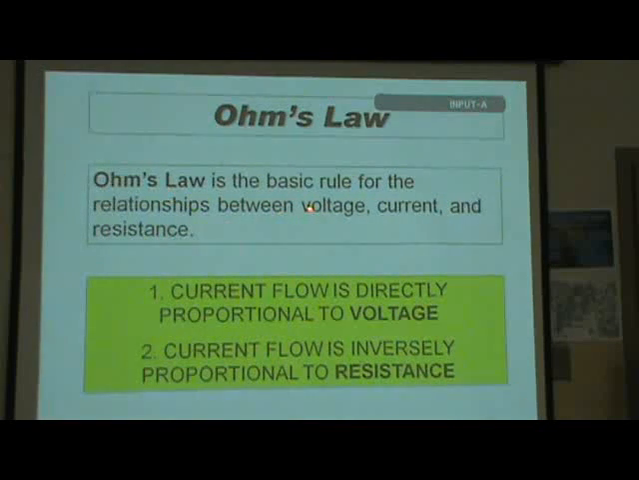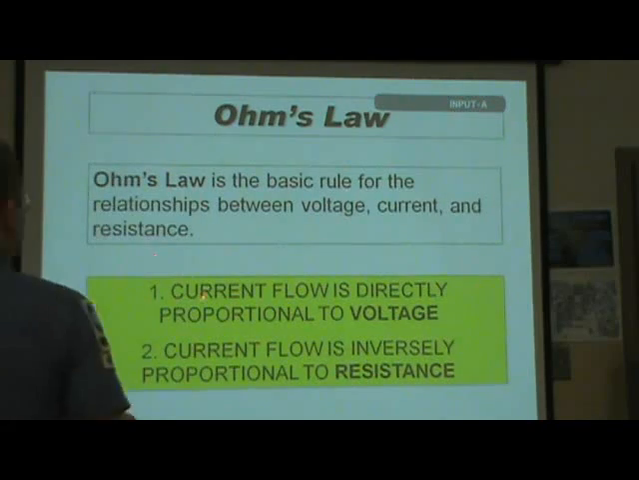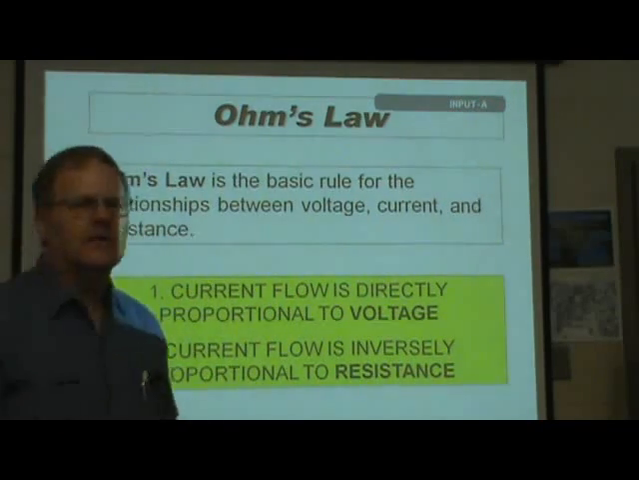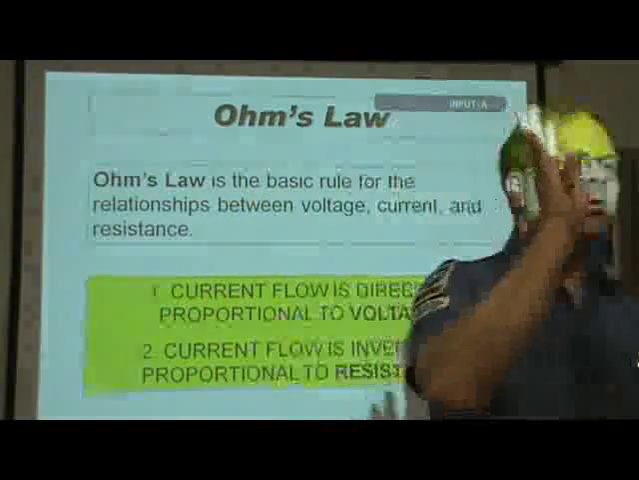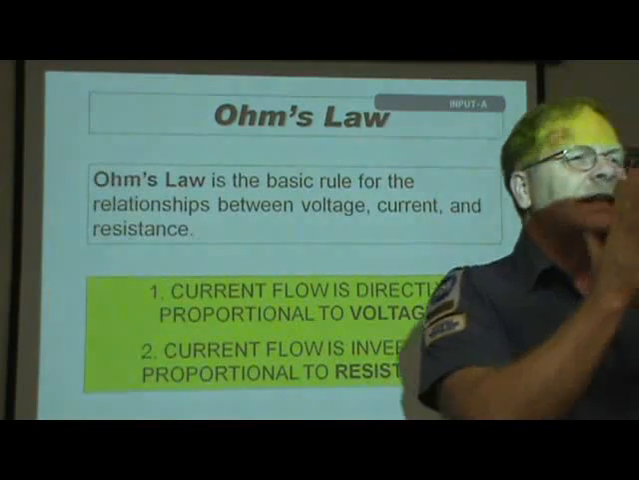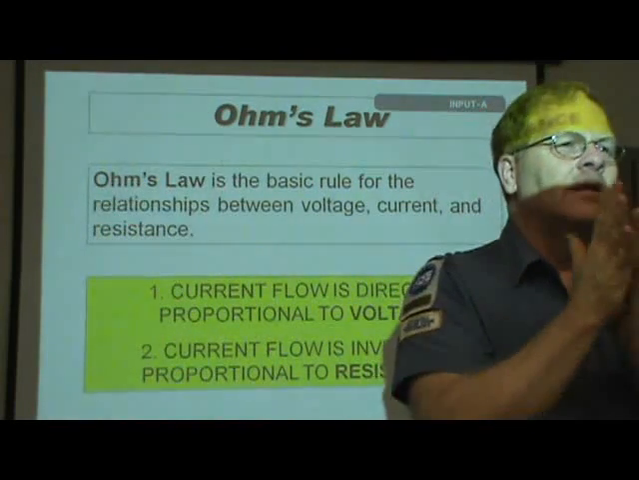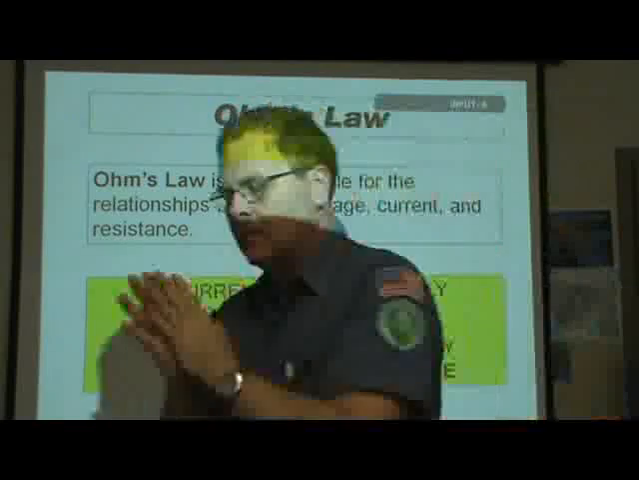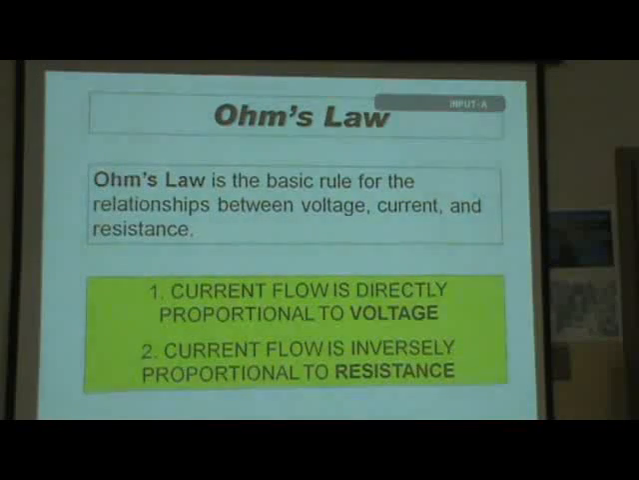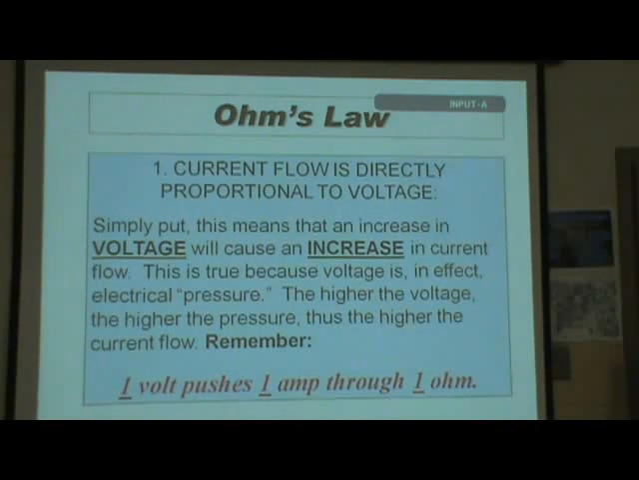Ohm's law is a basic rule for the relationship between voltage, current, and resistance. Now, are you guys familiar with Ohm's law? You can tell me about Ohm's law. Anybody know about Ohm's law? This is not anything you'll ever use to fix anything, but everybody needs to know and understand Ohm's law. And Ohm's law is simple to learn. It's not a big deal. It's just simple division.